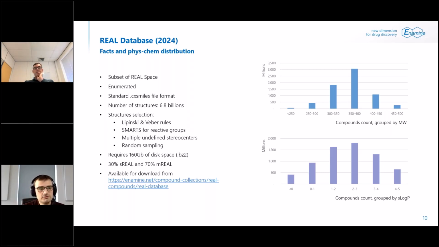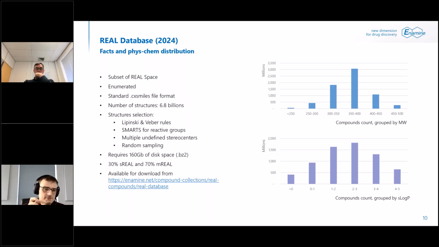What's important to note about the REAL Database is that it is an enumerated file. This is basically a text file which you can download, and in this text file, every string is one molecule. There is a SMILES in the XML format, and then a catalog ID and a batch of calculated parameters. You have about 6.8 billion lines in this file. You can download this file from our website, but you can also get the link from FTP if you contact our sales managers.